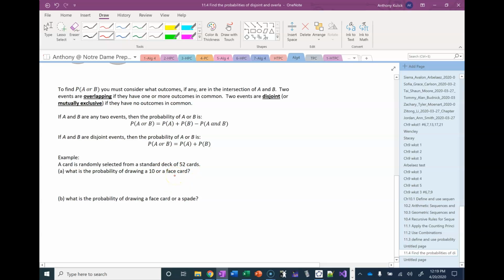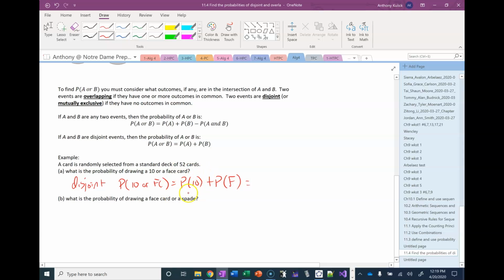Is there any cards that are 10s and also face cards? Well, no, right? A face card is a jack, queen, or king. A 10 is the card with a 10 on it. So this is disjoint, because 10s are not also face cards. So the probability of 10 or face card is just going to be the probability of 10 plus the probability of a face card. Okay?